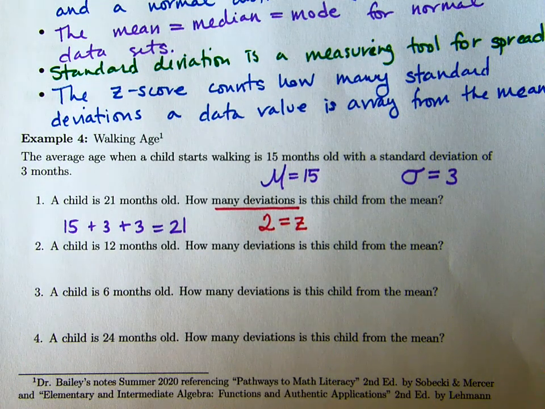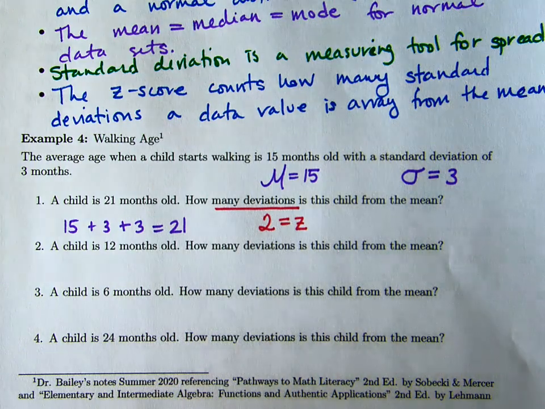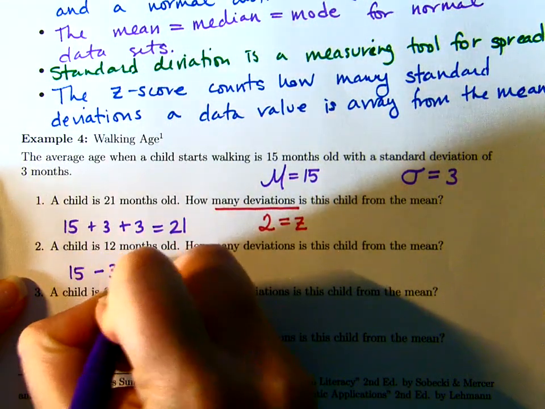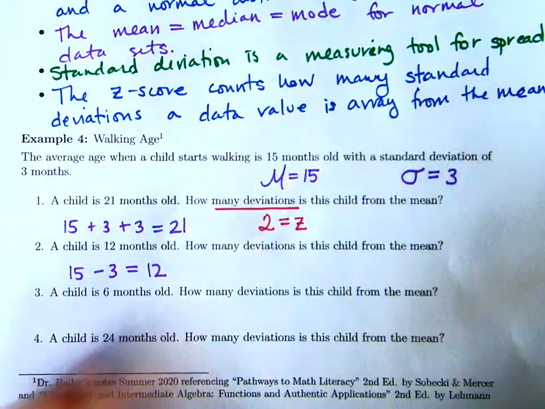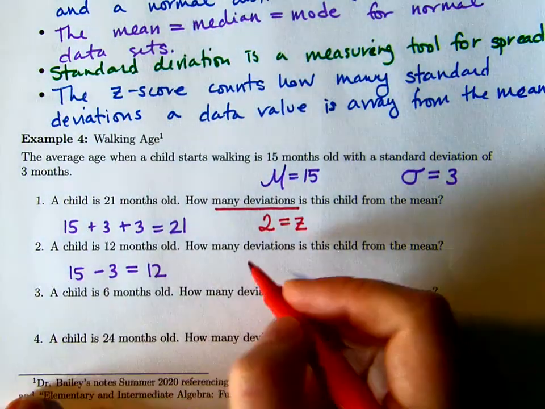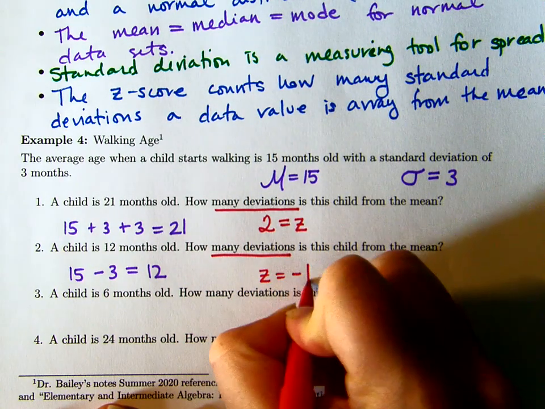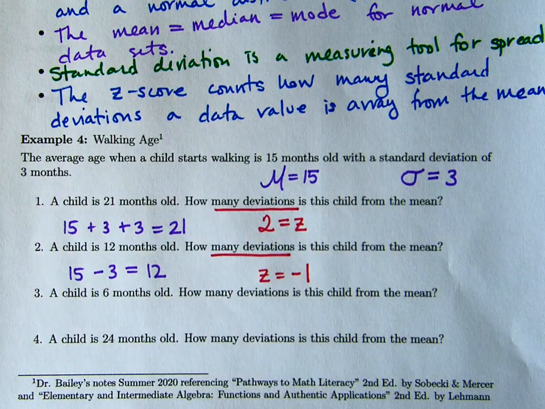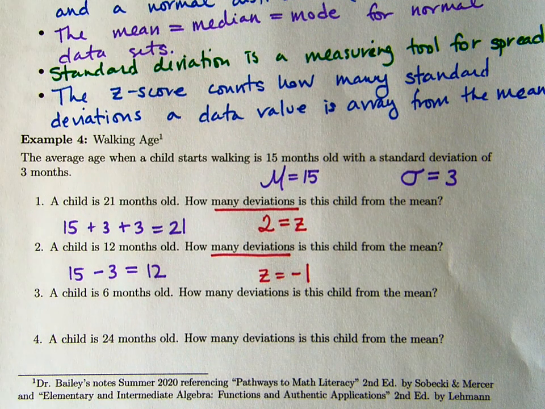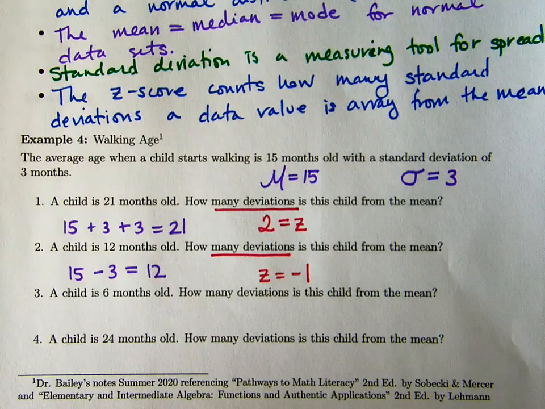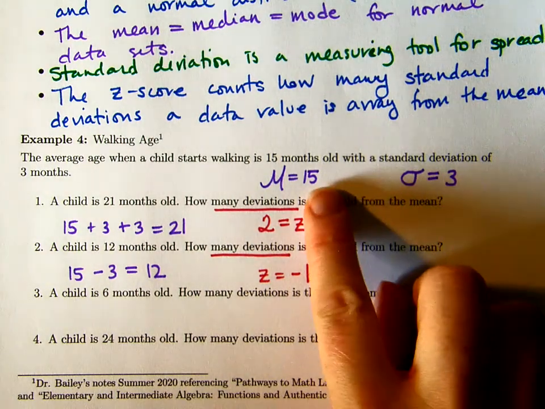A child is 12 months old and they start walking. How many deviations is this child away from the mean? Well, 15 take away 3 makes 12. So how many deviations? They are 1, but 1 below. So they are 1 deviation away from the mean. The average is 15, and so 1 of these below it.